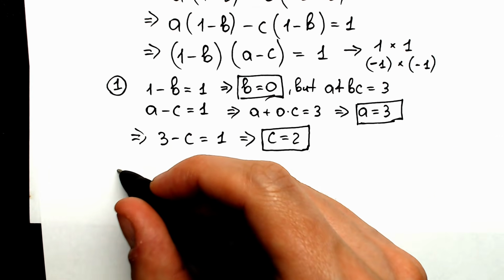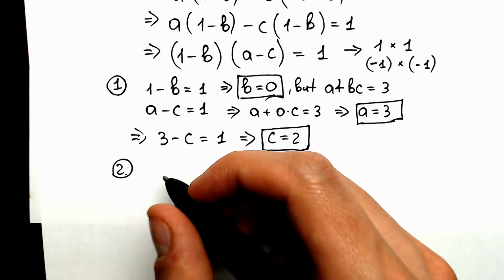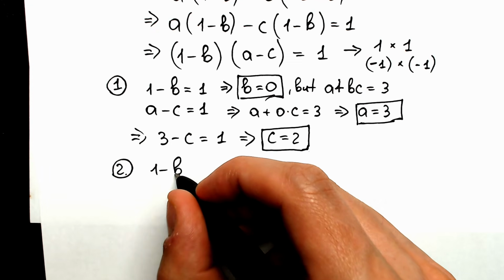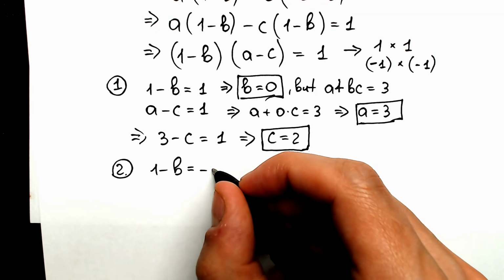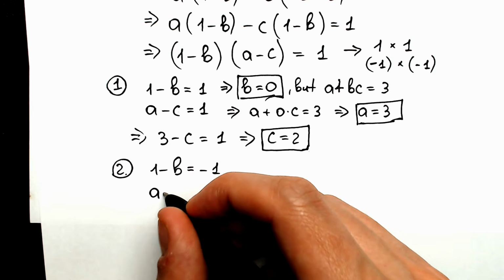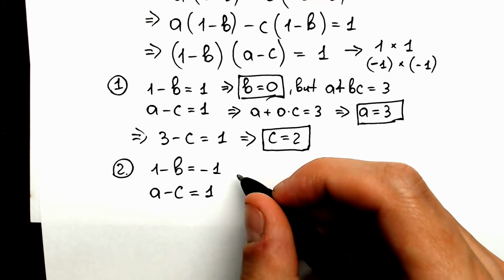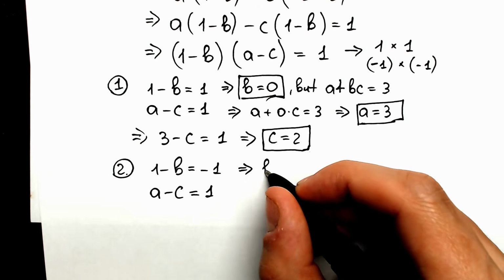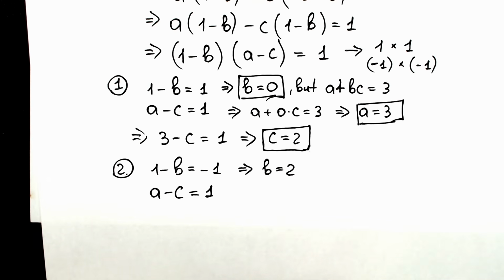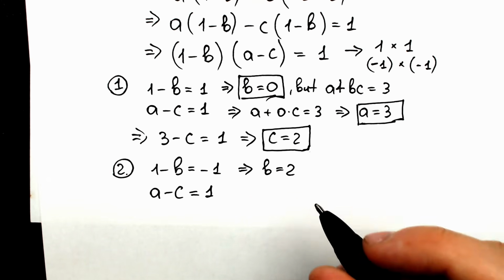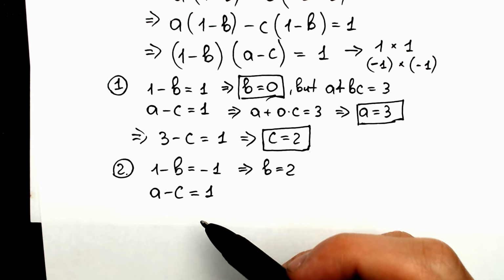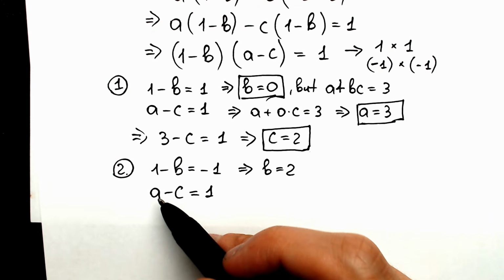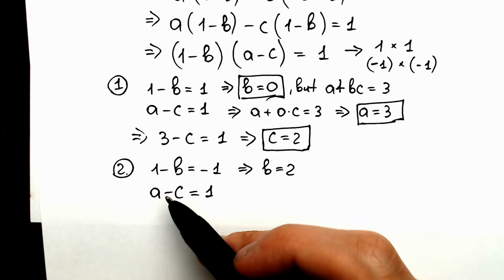Let's do it. So we have second part, 1 minus b equal to -1, and a minus c is equal to 1. So from here, let's solve for b real quick. So from here, b is equal to 2. And right now, let's solve this part, for example, for a. How can we solve this part for a?